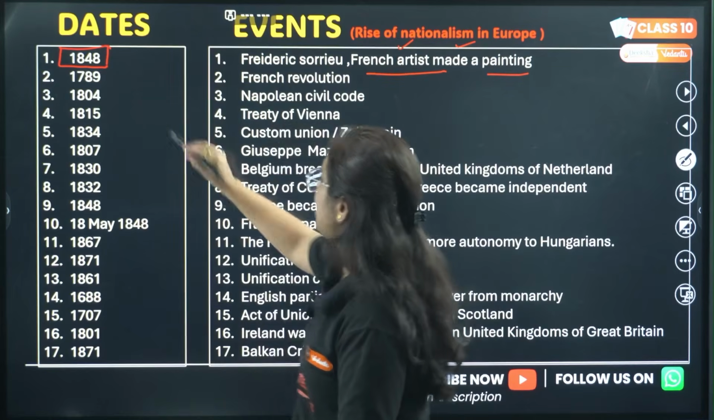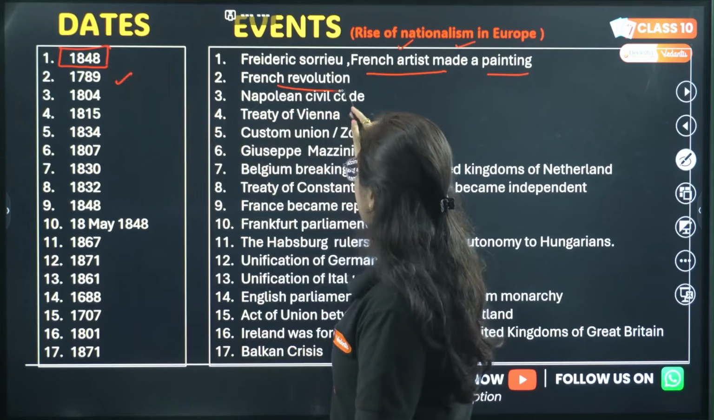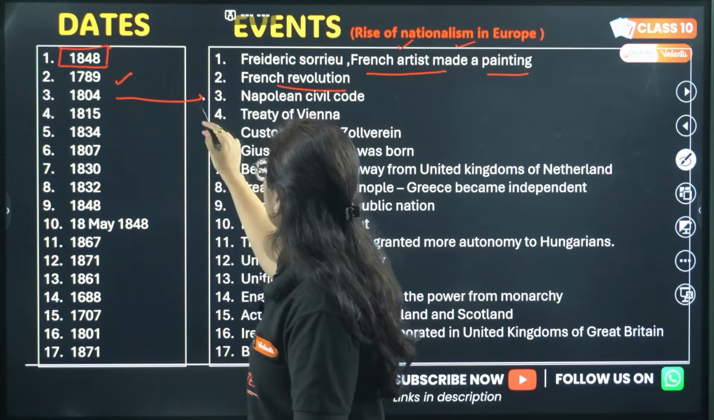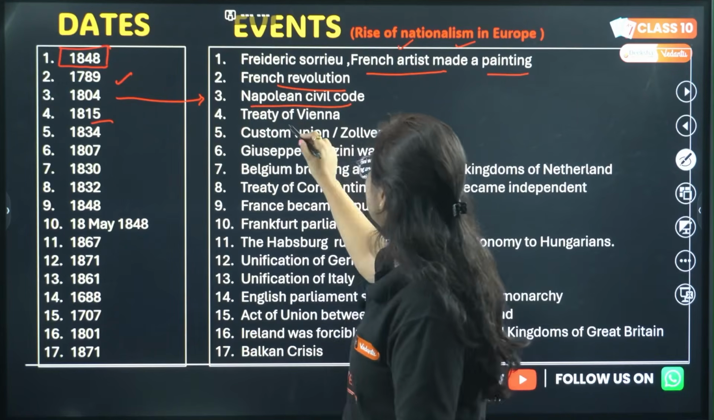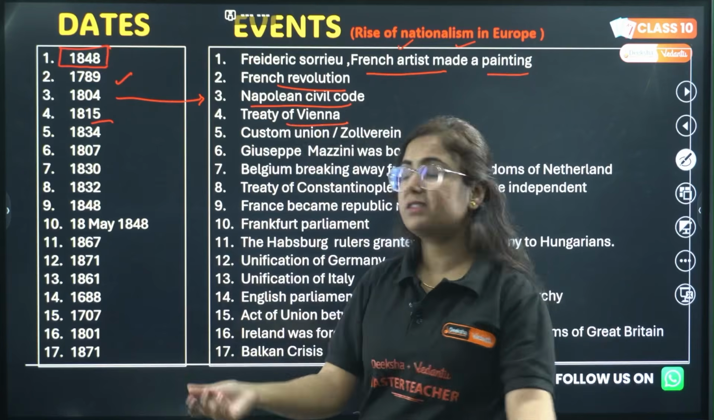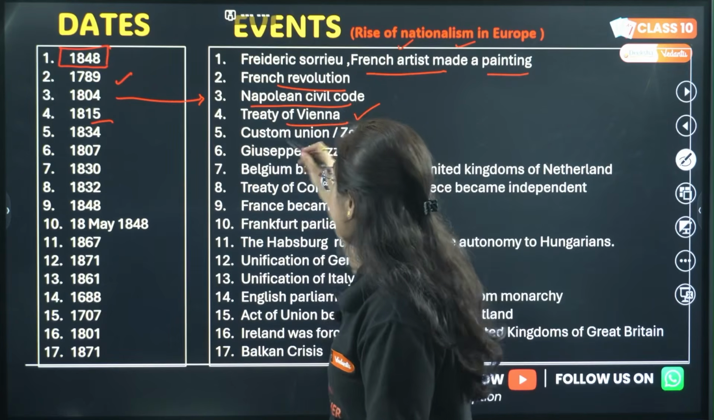Then we will talk about 1789, that's the French Revolution, 1804, Napoleon's Civil Code. We have 1815, when Napoleon was defeated by the group of conservatives and the Treaty of Vienna was signed.